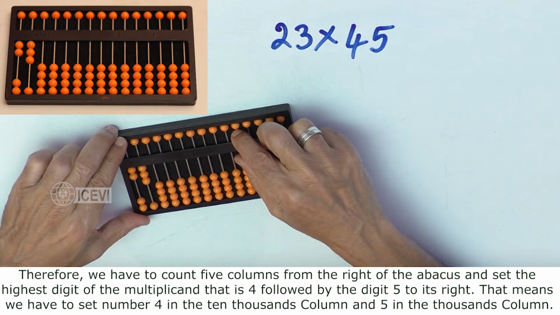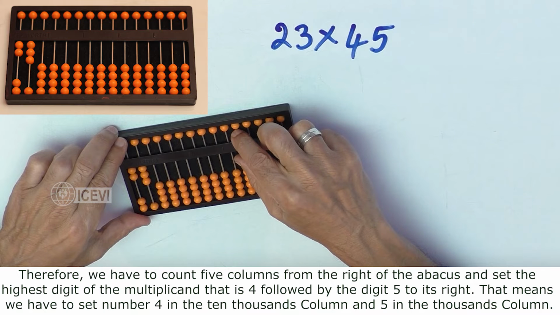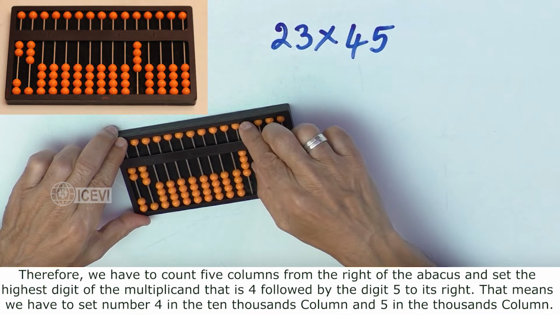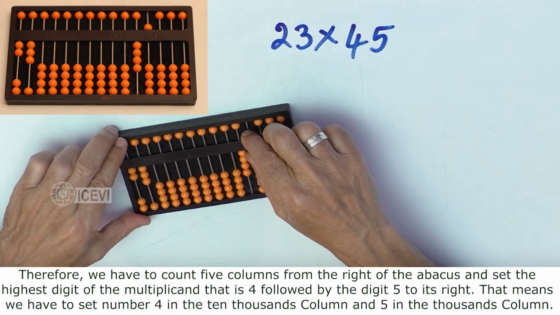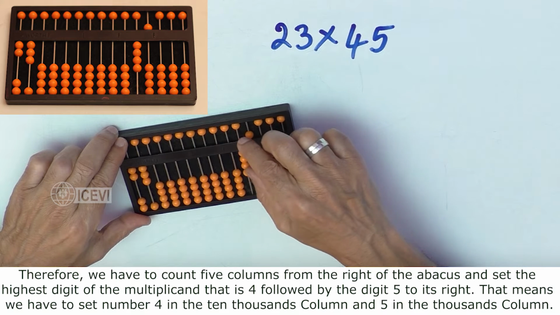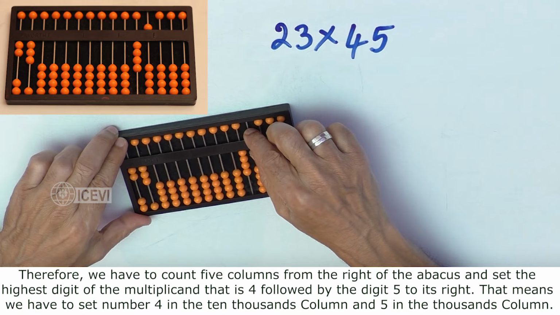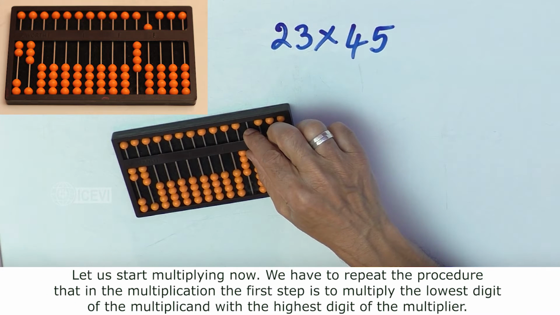the highest digit of the multiplicand, that is 4, followed by 5 to its right. That means we have to set number 4 in the 10,000s column and 5 in the thousands column. Let us start multiplying now.